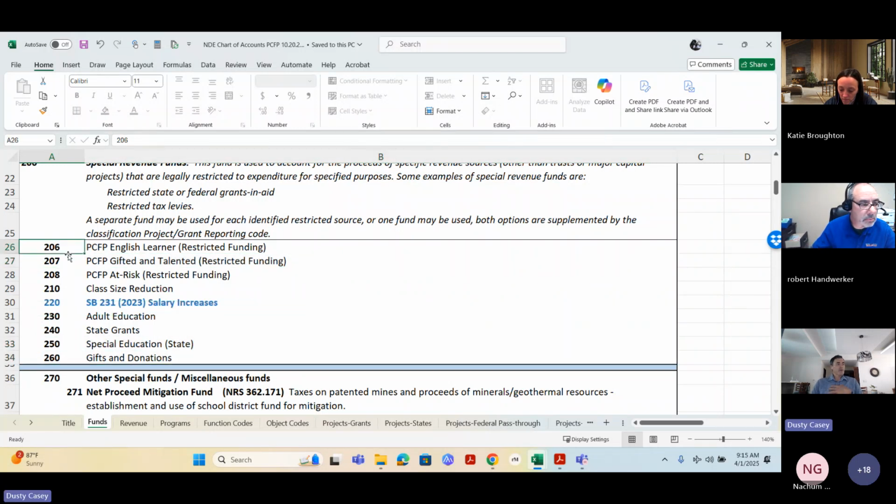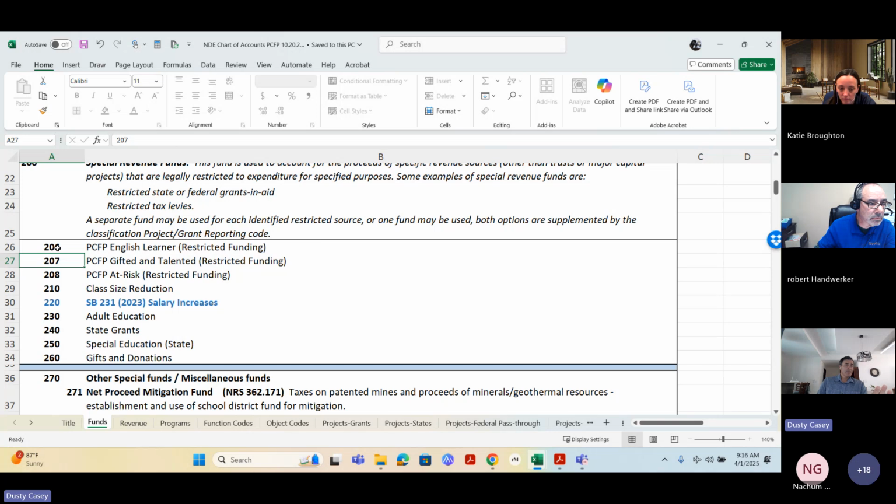Even if, this is my understanding, talking to NDE when the PCFP first came out, for those of you who don't know, I also sit on the Commission on School Funding. I've been on that since 2019, so we've been in charge of implementing the PCFP. You do have to open these funds, English Language Learner, at-risk, gifted and talented, so you would have a separate fund, for example, even if it's a small amount of money.